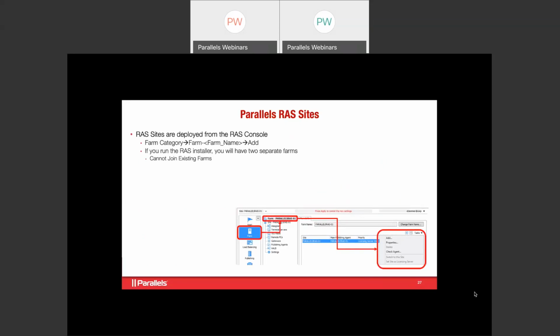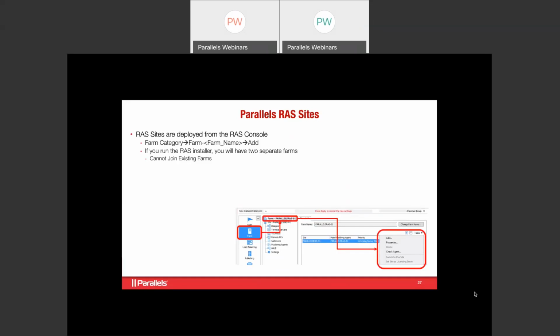To deploy a site, you must do it from within the RAS management console that you're using to manage your primary farm. If you just run the RAS installer on another server and end up with a RAS farm over there, you've created two separate farms and you can't join them again, right?